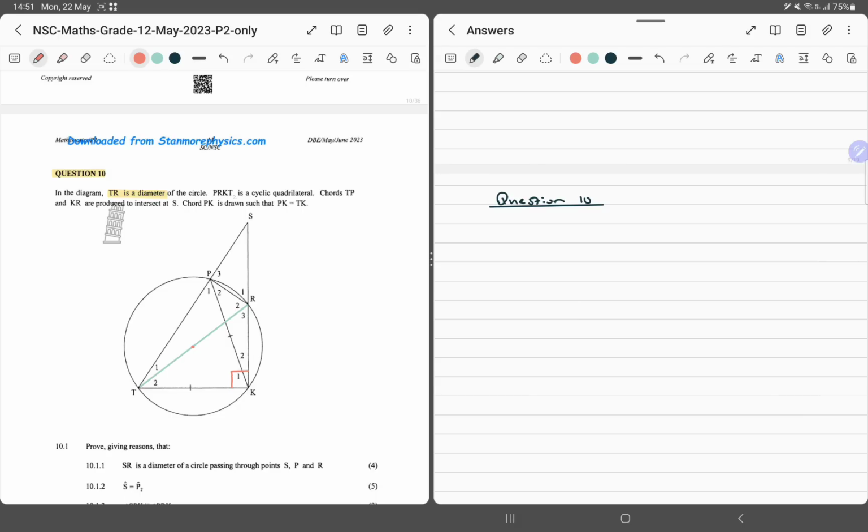Now PRKT is a cyclic quad. Where are you? PKT. This is the one we're talking about. Okay, all right. This is the one.